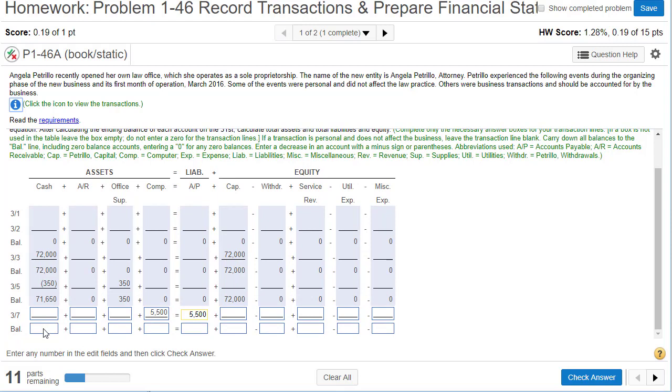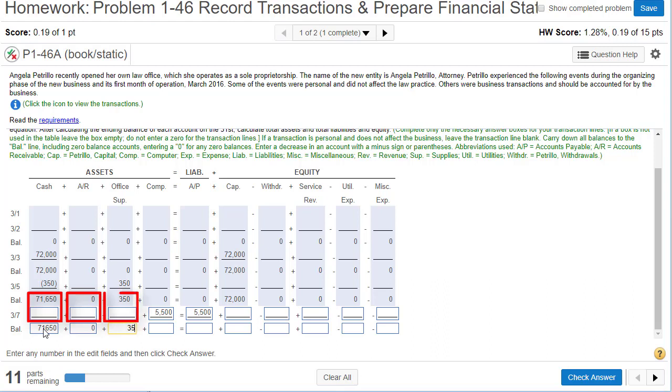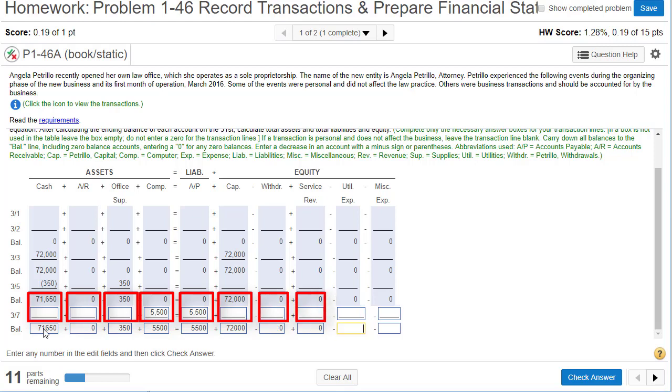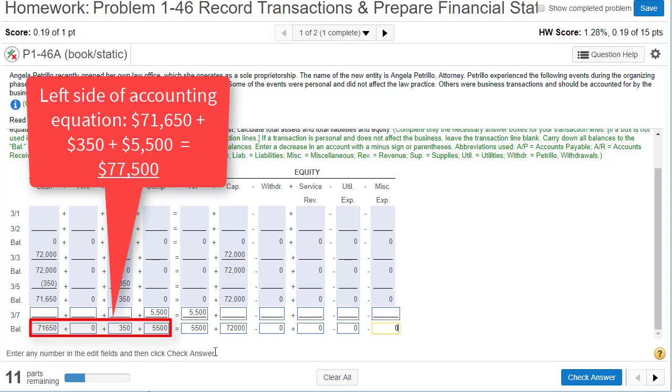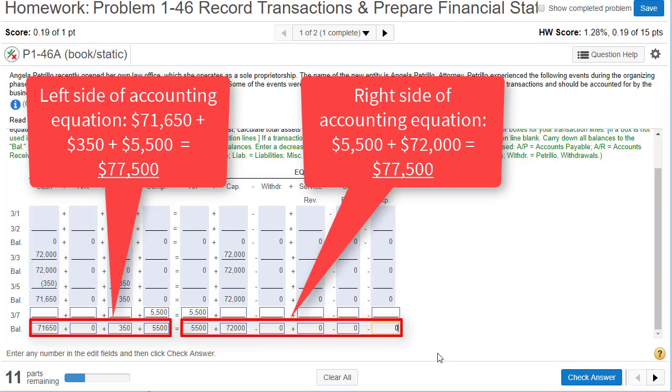Next, we bring down the account totals. And before we check answer, we need to double check that the left side equals the right side for the balances. And they do.